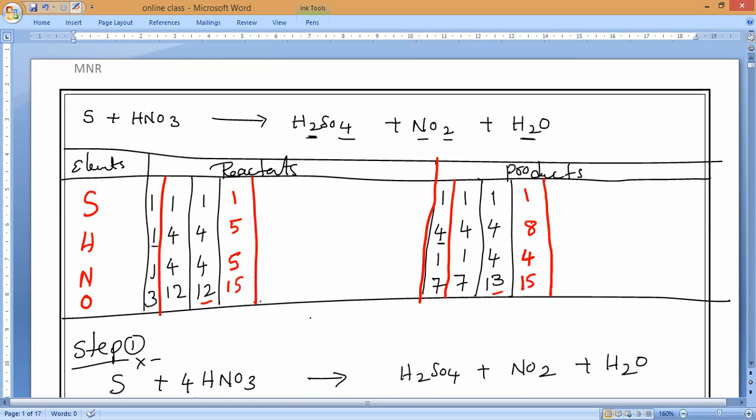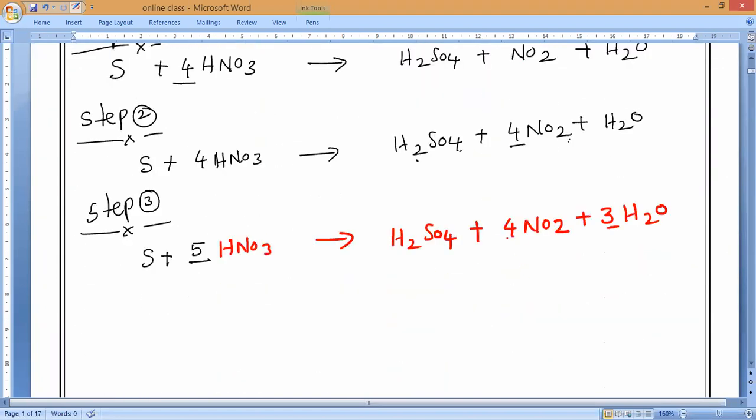So have you noticed it? I try to balance the oxygen, but some other elements become imbalanced. What are those elements? Hydrogen, nitrogen, sulfur. Yes or no? So again we have to multiply. Let me take hydrogen, don't consider. So nitrogen 5 and 4 is there. Instead of 4 NO2, I can write 5 NO2.